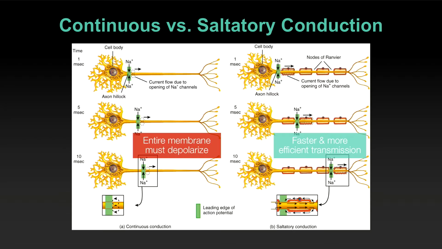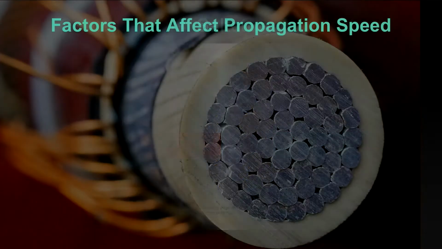Also more efficient because you only have sodium-potassium pumps working at these nodes. Fewer pumps break down less ATP, generally a more energy efficient form of communication. So those are the two main benefits of saltatory over continuous. Faster, more efficient. And that's the major defining factor for propagation speed or signal speed.